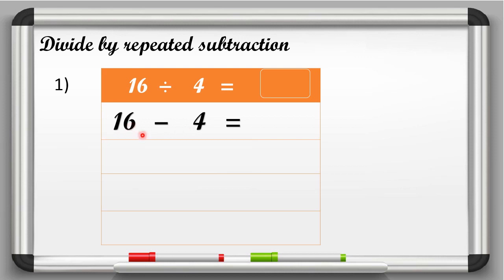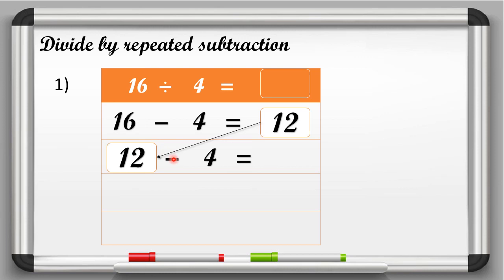So keep 16 in your mind and 4 on your fingers. Let's start backward counting. 15, 14, 13, 12. So here we will write 12. Now we have to subtract 4 from 12. So here we will write 12 first of all and minus 4. So keep 12 in your mind and 4 on your fingers. Let's start backward counting again. 11, 10, 9, 8. So here we will write 8. Now we have to subtract 4 from 8.